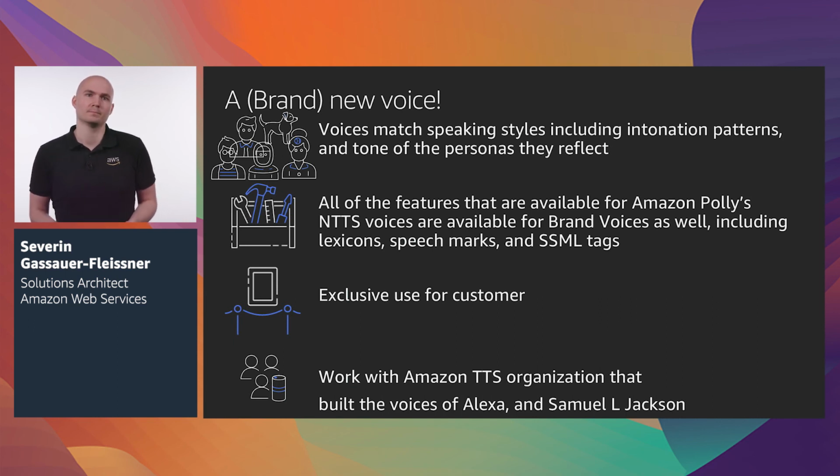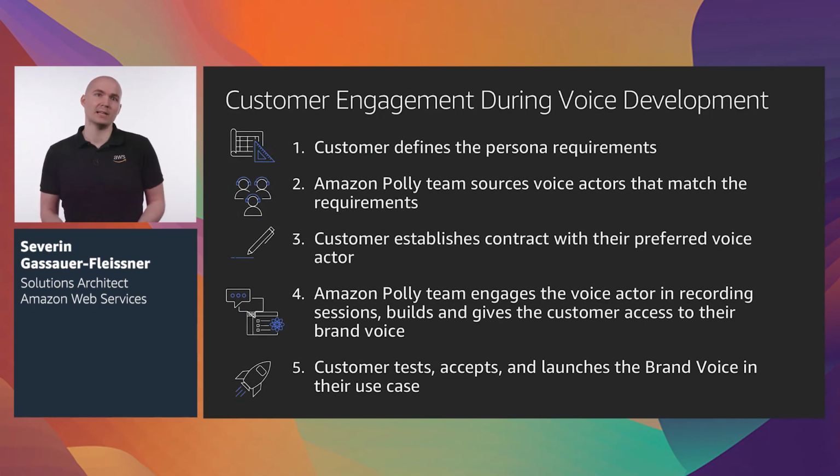So how does it work? This is a bespoke engagement where the customer defines the persona requirements. Then, voice actors are sourced in collaboration by the customers and the Amazon Polly team. The voice actors are engaged, and Amazon Polly works with them through recording sessions to train the voice. Once finished, the team gives the customer access to their brand voice. Now the customer tests and accepts the voice, and then launches the brand voice in the use case.